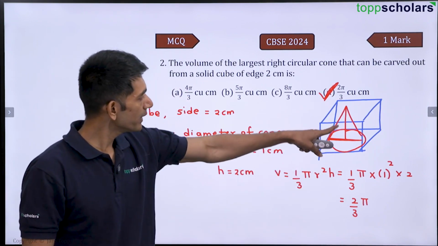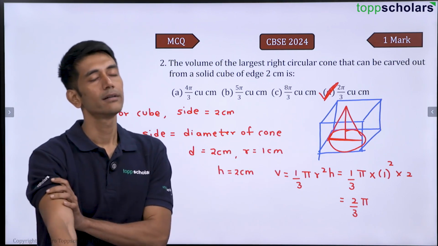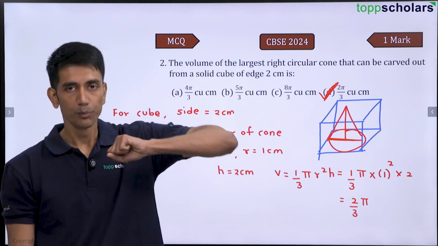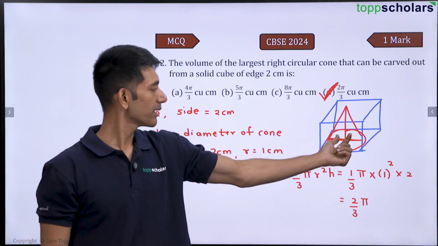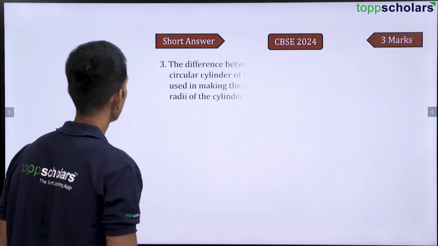See, height will be 2 only. That is, the height of the cone will match with the height of the cube. Correct? But radius will become 1. Perfect. So let's have a look at a new question.